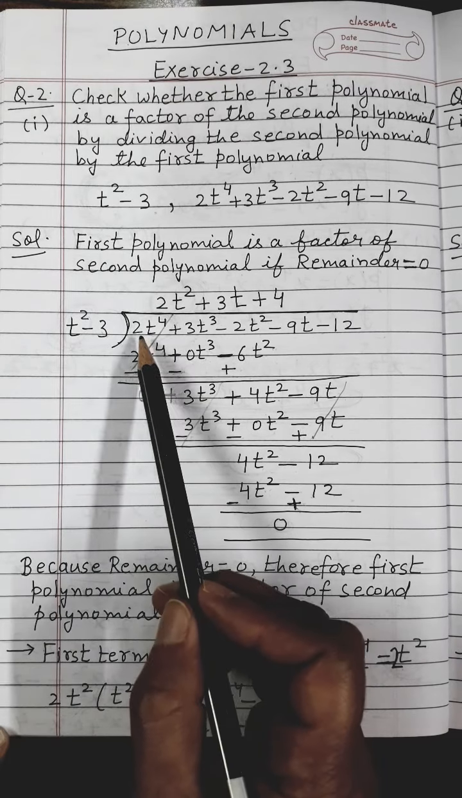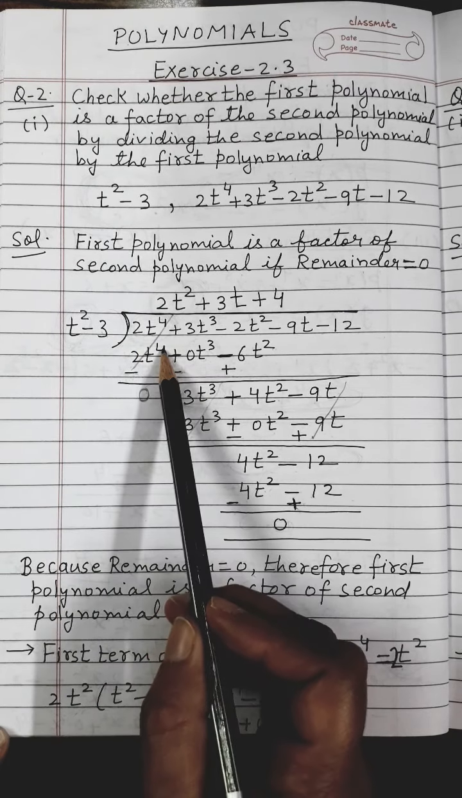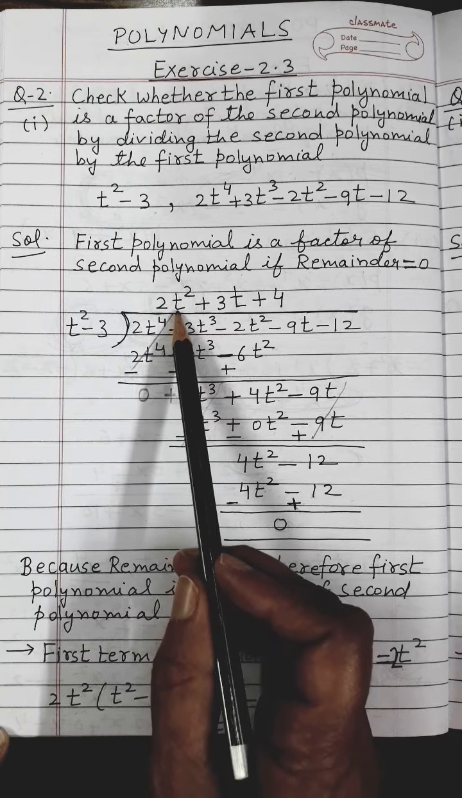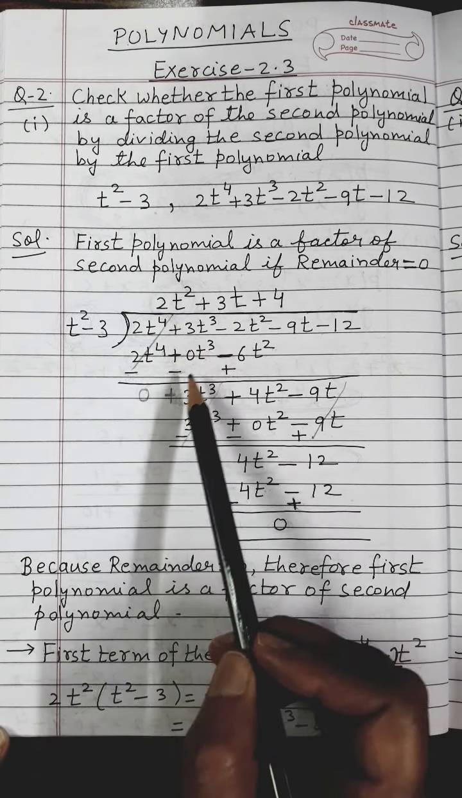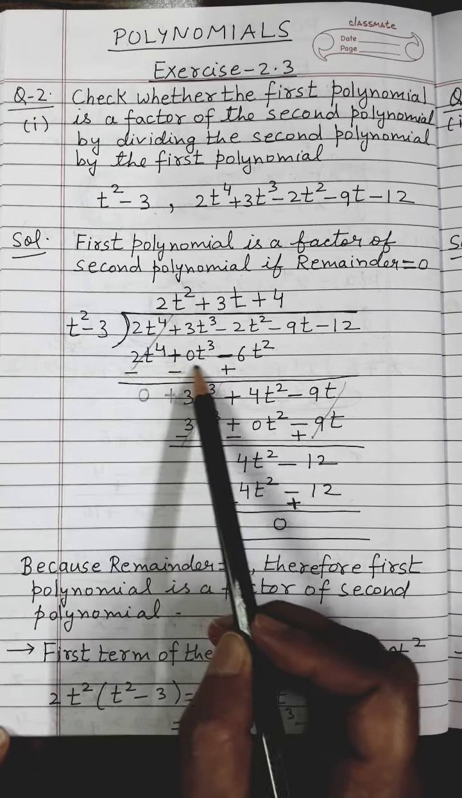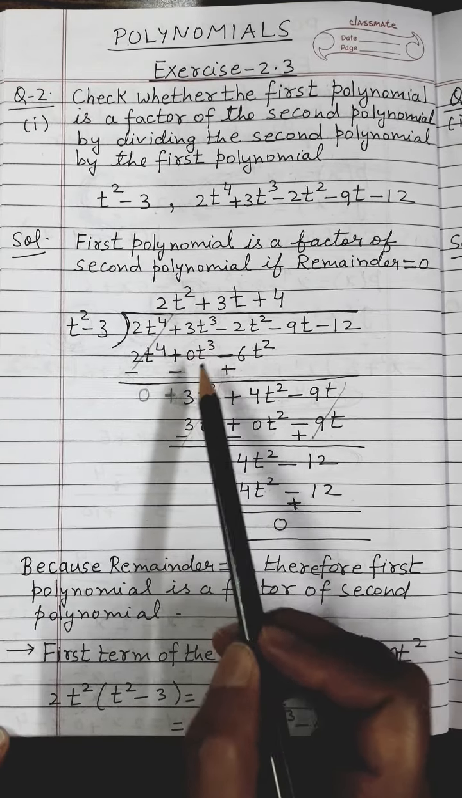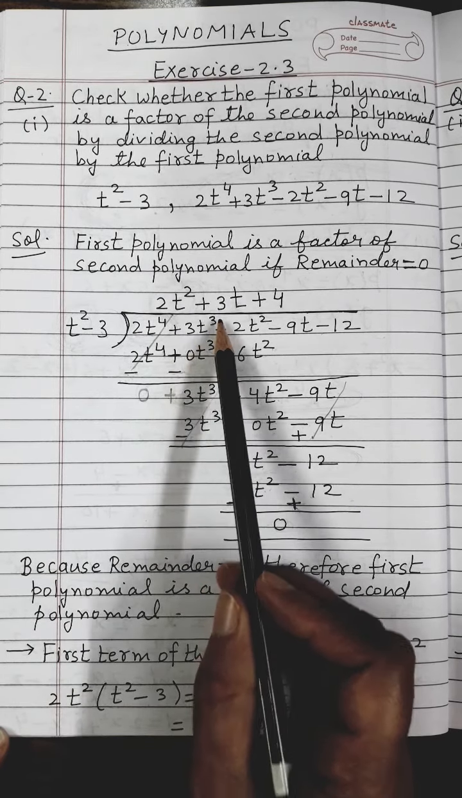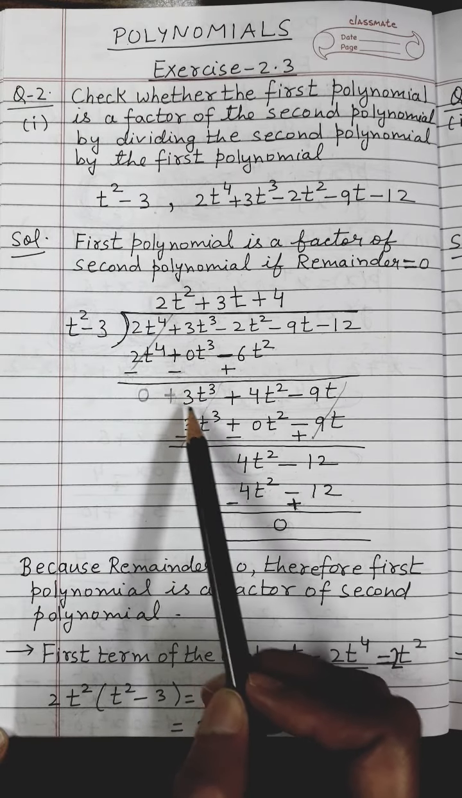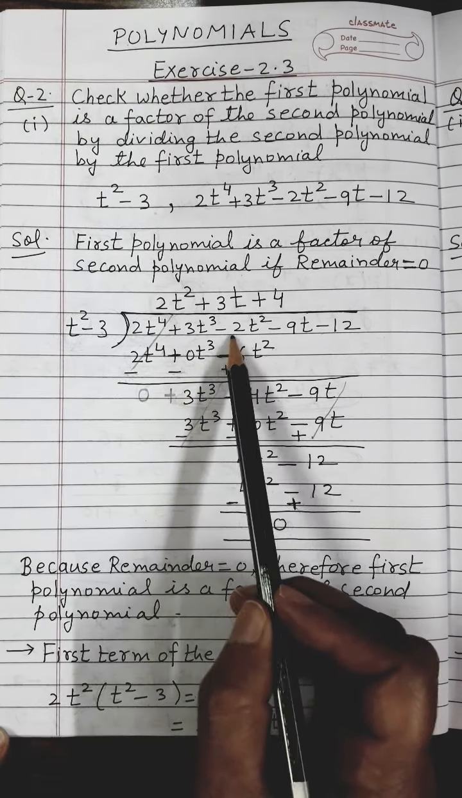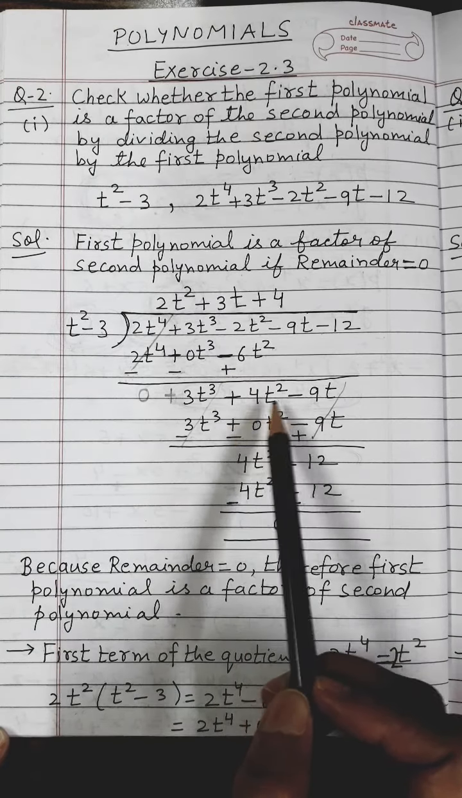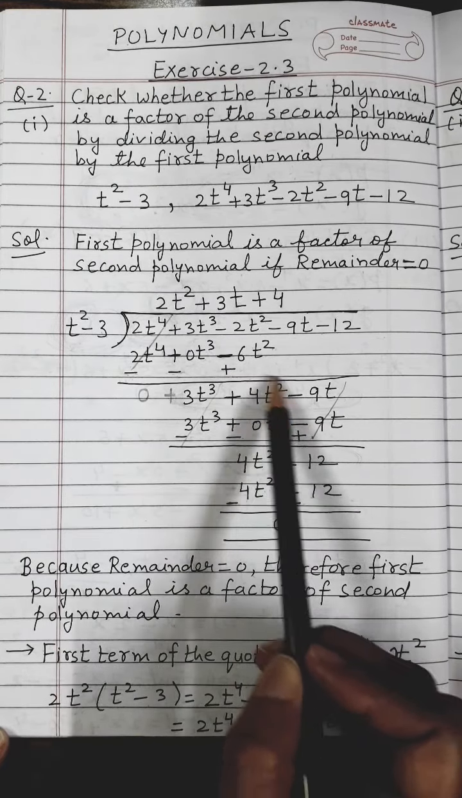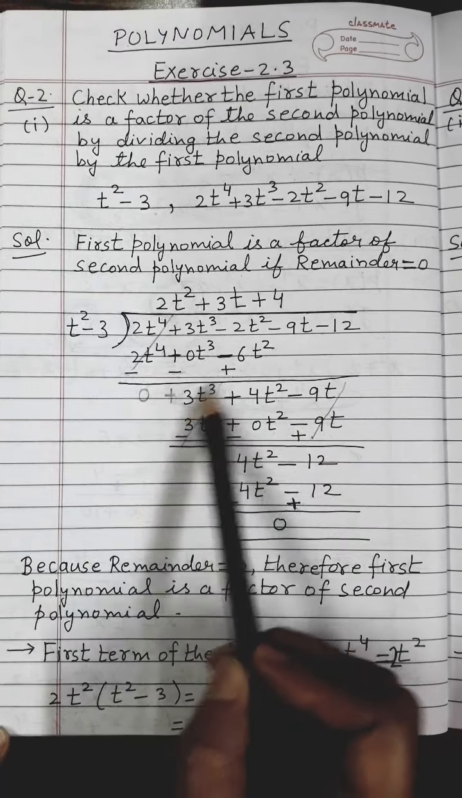So what will I get? 2t power 4 minus 2t power 4 will give you 0, which I can also show by cancelling out these two terms. Next will be 3t cube minus 0t cube. 0t cube is 0, so it becomes 3t cube minus 0, which gives you plus 3t cube. Next, minus 2t square plus 6t square will give you plus 4t square. So this is what I have obtained after subtracting the two polynomials.